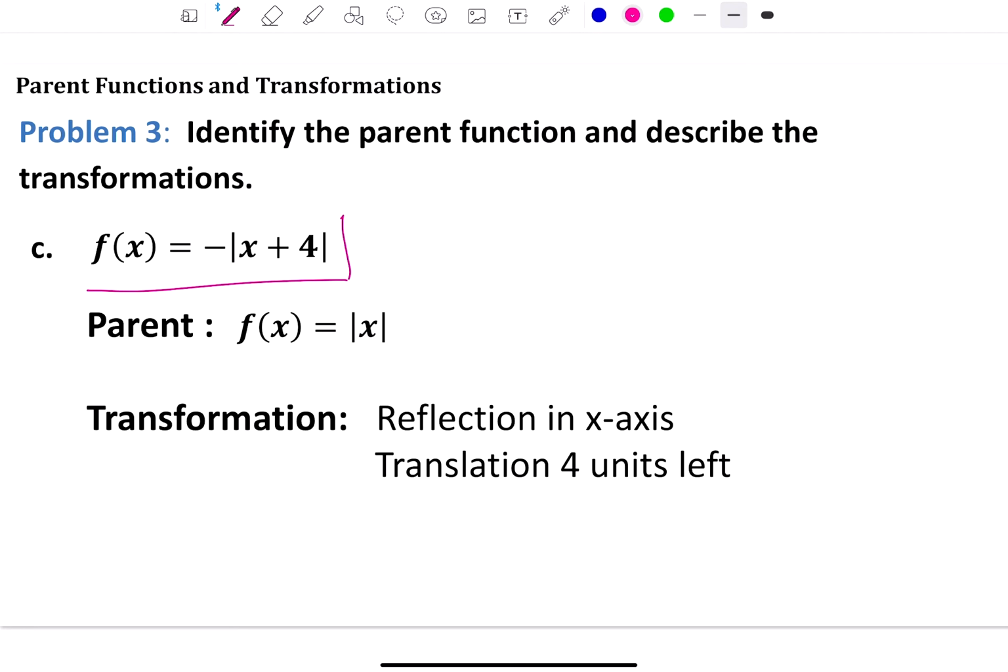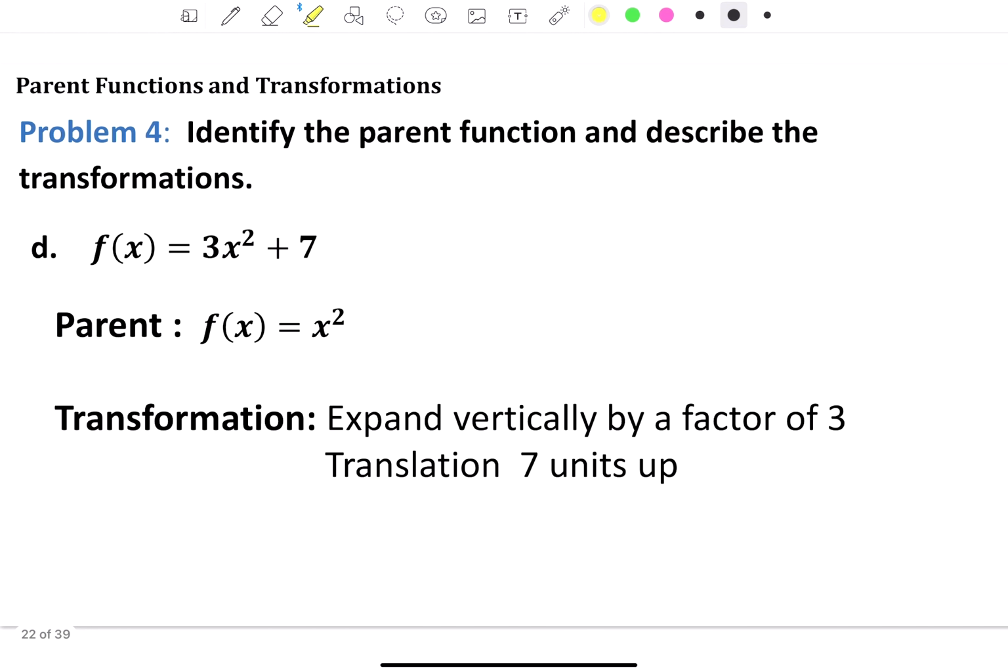Next graph is an absolute value function. That's my parent function. It is shifted 4 units to the left, with a reflection over the x-axis because of the negative. Next, negative 3x squared plus 7. This graph has a parent function x squared. It's expanded vertically by a factor of 3 and moved 7 units up.